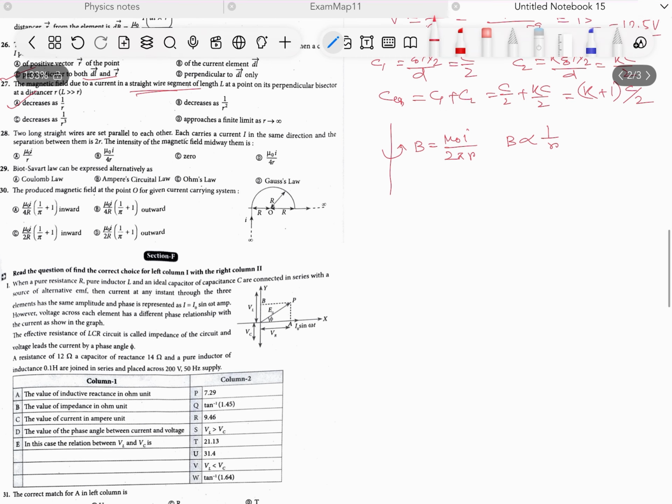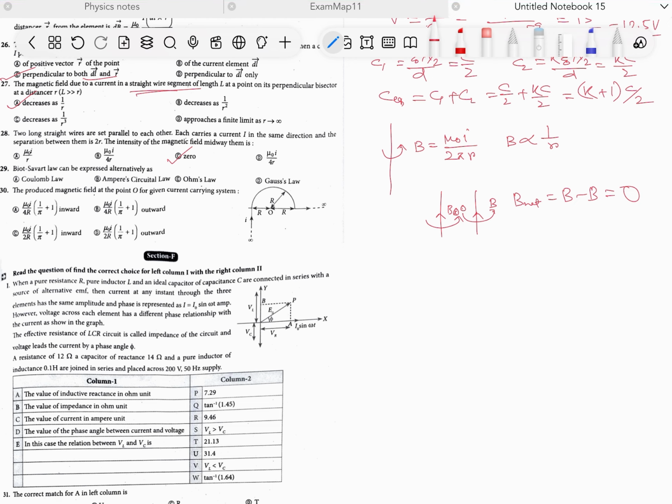Okay, now two long straight wires are set parallel to each other. Each carries a current I in the same direction, and the separation between them is 2R. So basically two parallel wires, same direction of current flowing. The magnetic field for this one is B, with direction along cross, and for this one the magnetic field is also B, and the direction is dot. So the resultant B net will be B minus B, which is 0. So 0 is the right answer.